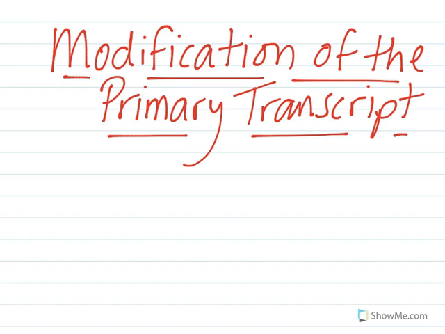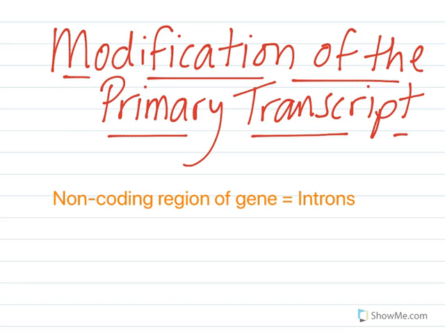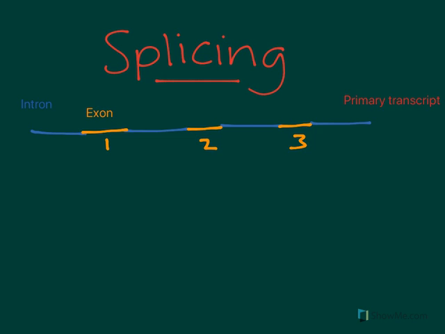Now, before that mRNA can be used in translation, it needs to be modified. There are non-protein coding regions of genes, and these are called introns. But the protein coding regions themselves are called exons. The idea is to get rid of the introns and keep the exons. And that's where the process of splicing comes into play.